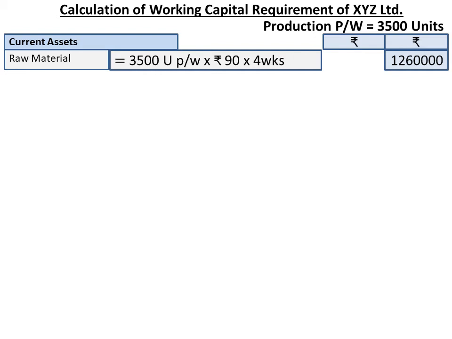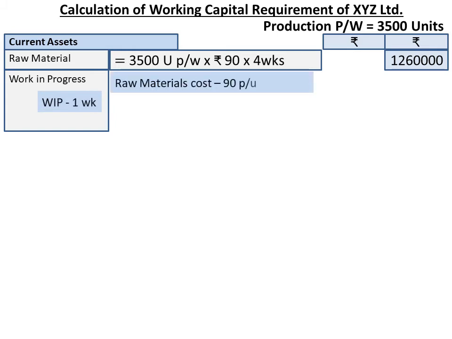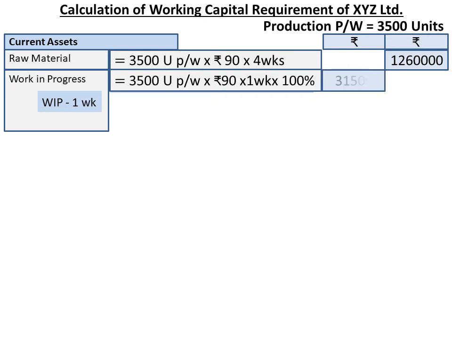Now for work in progress value, we need to consider raw material, labor and overheads as they all are part of process. So first we shall take raw material. Raw material cost is rupees 90 per unit and work in progress holding period is 1 week. Therefore, calculation is 3,500 units per week into rupees 90 into 1 week into 100%. This comes to rupees 3,15,000. Write this figure in inner column.